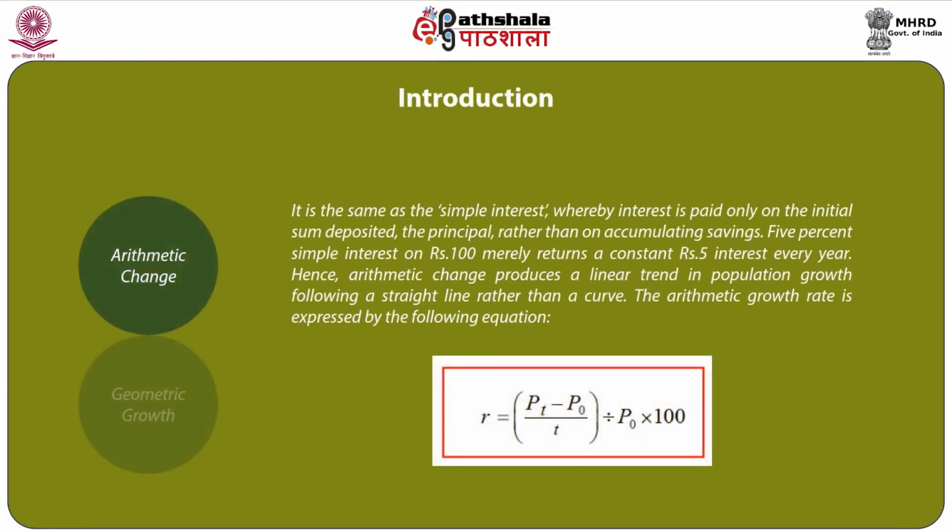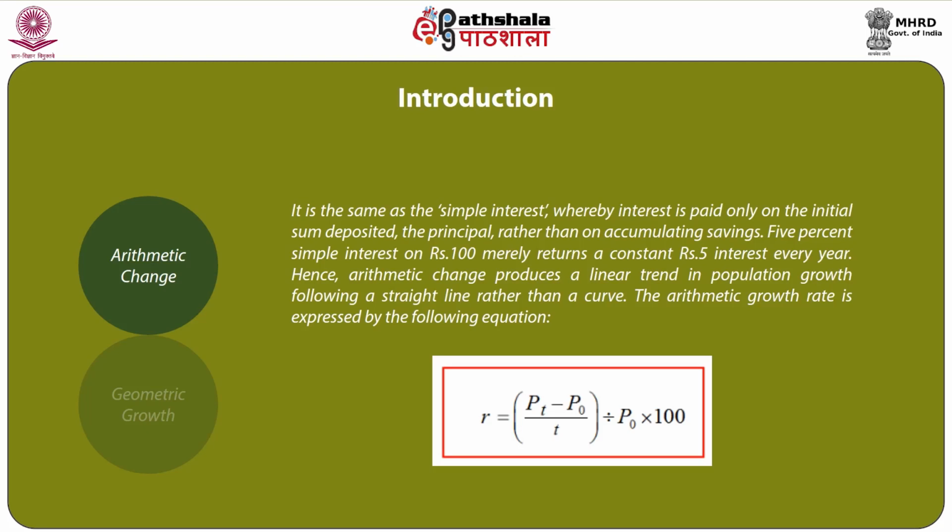The arithmetic change is the same as simple interest, whereby interest is paid only on the initial sum deposited, that is the principal amount, rather than on accumulating savings. 5% simple interest on rupees 100, for instance, merely returns a constant 5 rupees interest every year. Hence, the arithmetic change produces a linear trend in population growth, following a straight line rather than a curve.